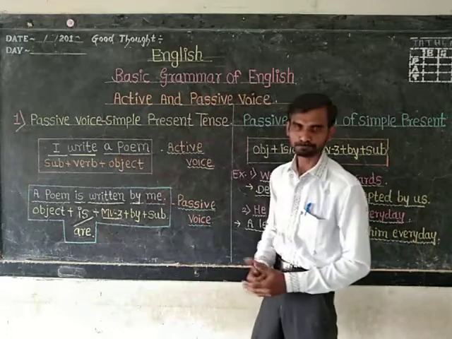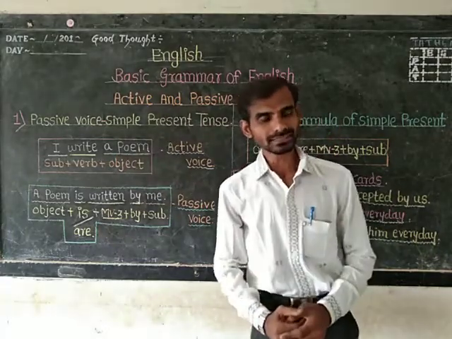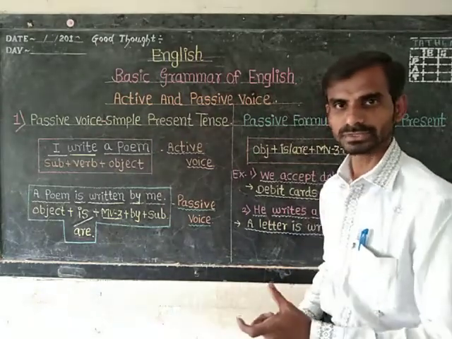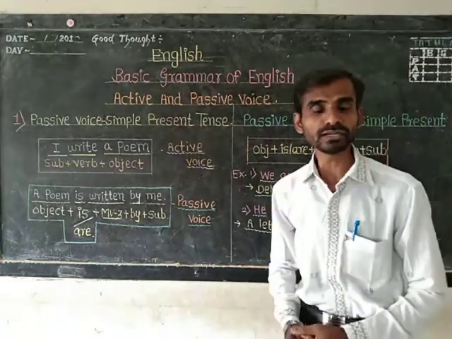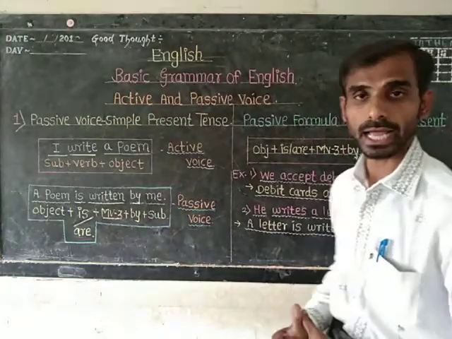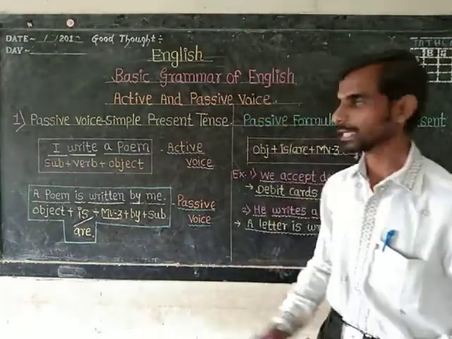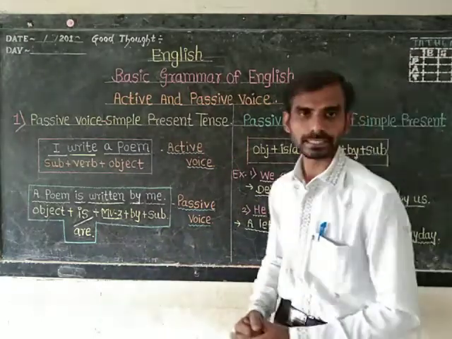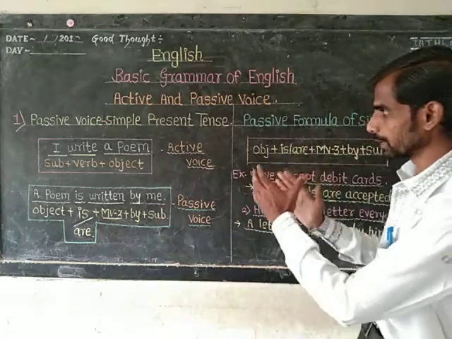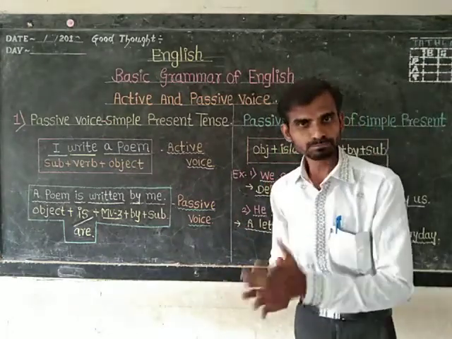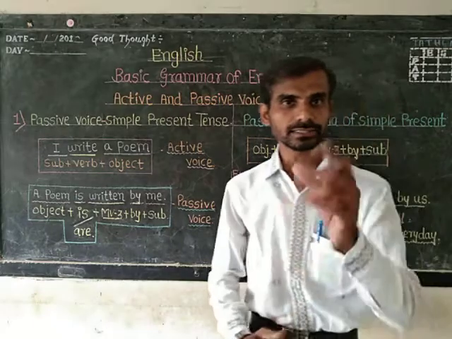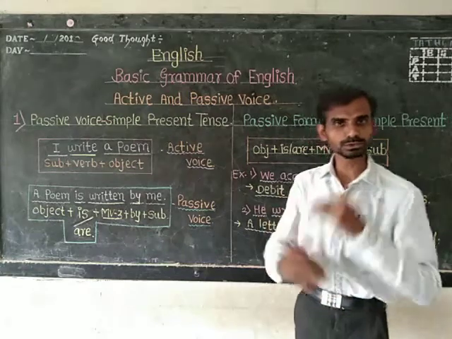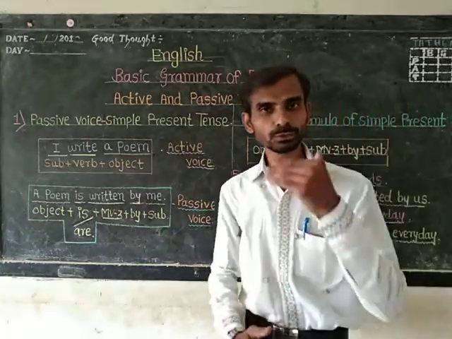I write a poem. Once again, I write a poem, and we know that "I" stands as a subject. Write, it is the main verb first, therefore it is known as the verb of our sentence, and a poem is called the object of this sentence. Friends, subject plus verb plus object, actually this construction is specially used in active voice. Now, how to turn the same active sentence into passive voice?